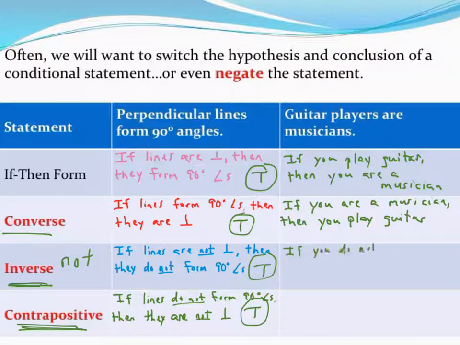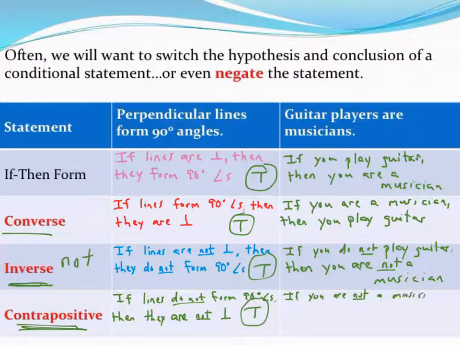The inverse is going to add the word not. So, if you do not play the guitar, then you are not a musician. And finally, the contrapositive switches and negates. So, if you are not a musician, then you do not play guitar. And then I was just saying a minute ago about the truth test. Let's go ahead and see whether the statements are true or false as we go through this.